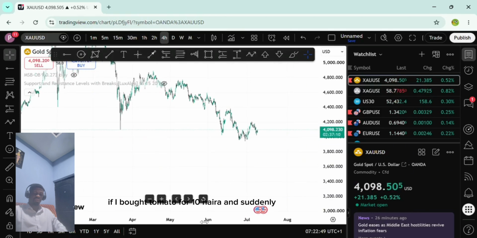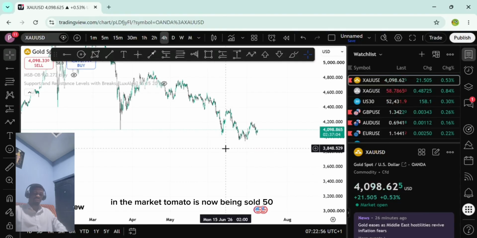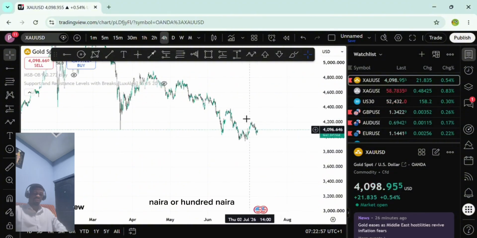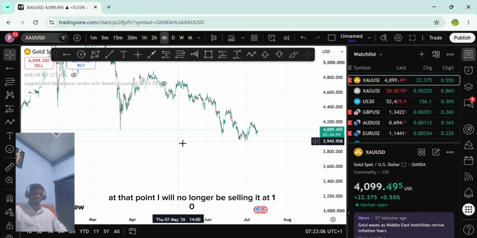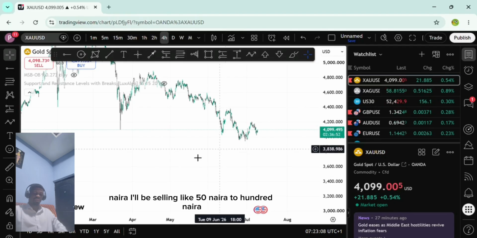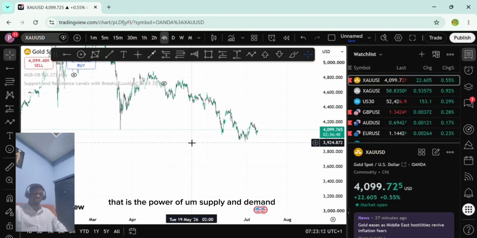If I bought tomato for 10 naira and suddenly tomato got expensive and scarce in the market, tomato is now being sold at 15 naira or 100 naira. If I was able to preserve my 10 naira tomato in the fridge and I decide to sell it, at that point I'll no longer be selling it at 10 naira. I'll be selling it at 15 naira to 100 naira. That's the power of supply and demand.